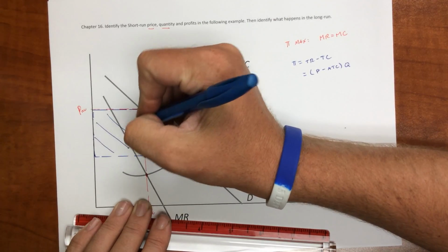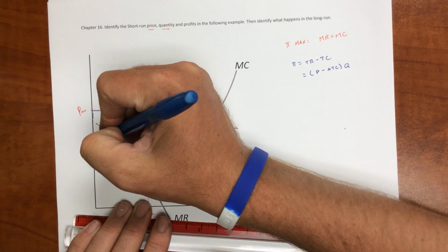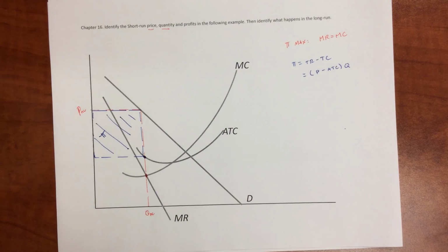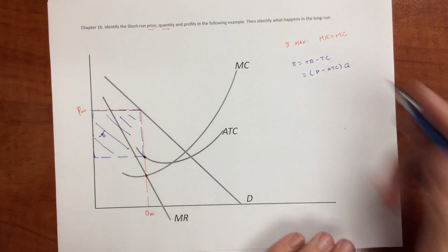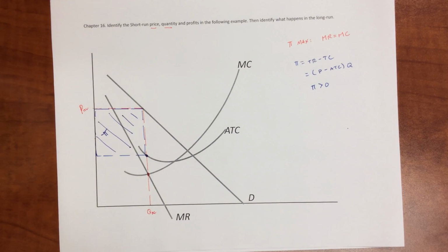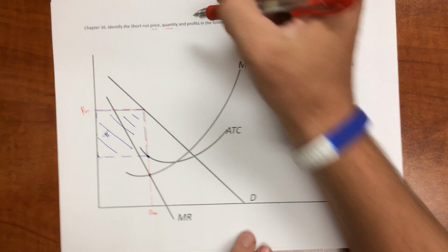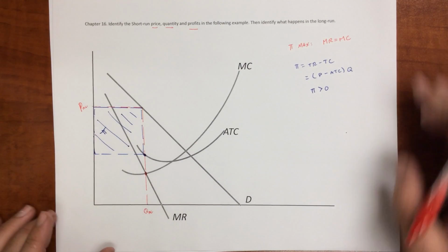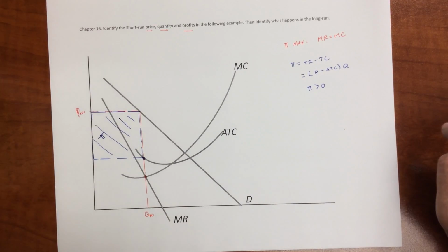And this rectangle here represents our profits. So in the short run, in this case, profits are positive. We have positive economic profits. Okay, and so now we've done this for the short run. And now I want to talk about what happens in the long run.